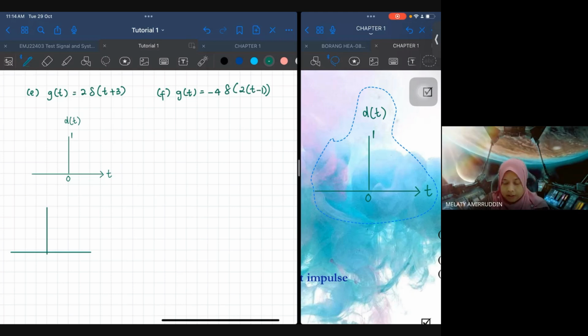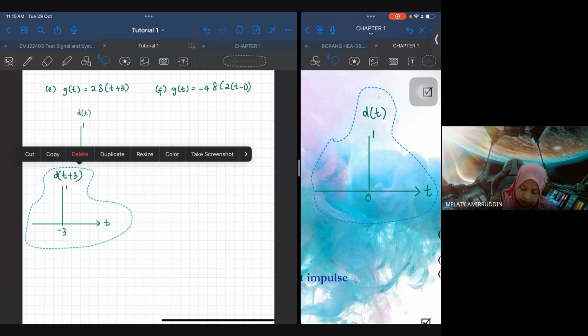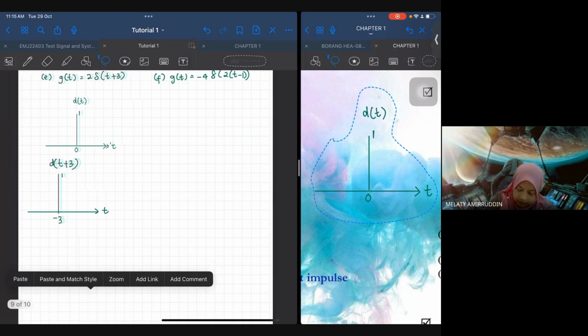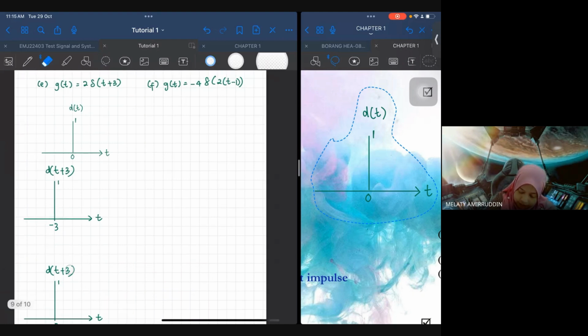Okay. So for the impulse, it is then at -3, t plus 3. Amplitude is still 1. And then modify the amplitude. The signal, just copy the signal. Copy, paste. The amplitude you must multiply by 2.